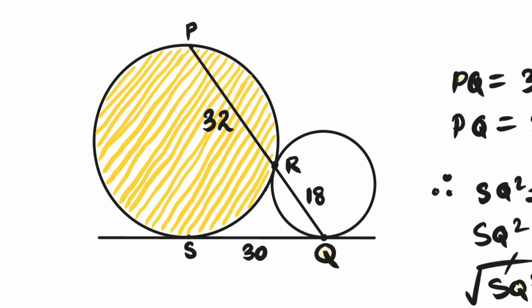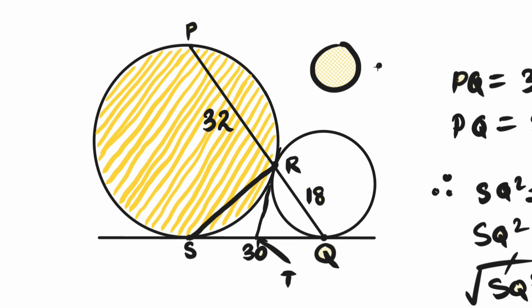Now comes the most important angle step in the entire problem. We need to prove that angle PRS is a right angle. To do that, draw the common tangent to the two circles at their touching point, R. Let this tangent meet the horizontal line SQ at point T. Now pay close attention to the tangent property.